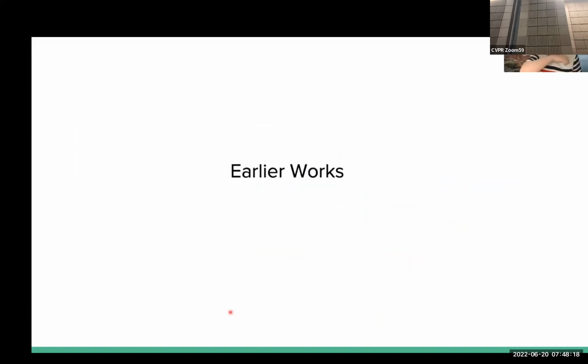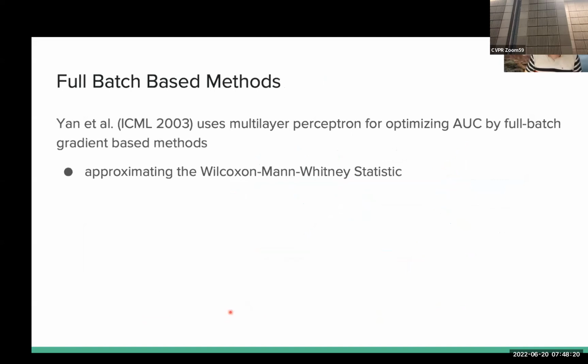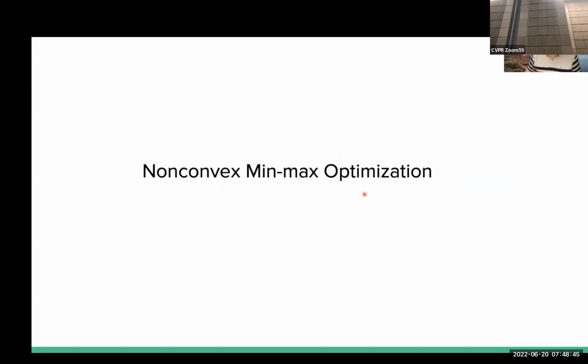And then we talk about some earlier works. So in Yan et al. at ICML 2003, they first used a multi-layer perceptron for optimizing AUC by a full batch gradient-based method. So basically, they need to sample a whole batch, which means they need to go over the whole data set, and they are approximating the Wilcoxon-Mann-Whitney statistic, which is a statistic related to AUC. It's actually the early days' AUC.